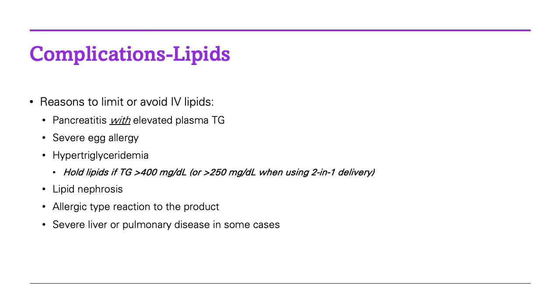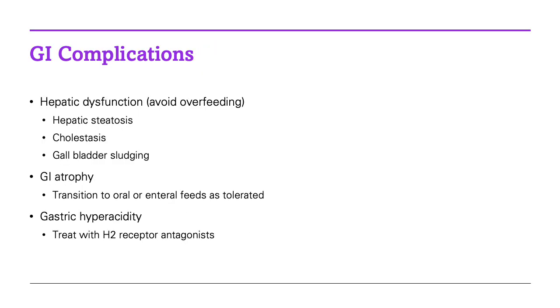Moving into GI complications, there are 3 basic types of hepatobiliary disorders that are associated with PN. That can be steatosis, cholestasis, and then gallbladder sludging or gallbladder stones. Hepatic steatosis generally occurs in adults, and it presents with mild elevations in your aminotransferases, your serum alkaline phosphatase, and the bilirubin concentrations. This particular type of hepatobiliary disorder is most often a complication of overfeeding. So we've talked about before how important it is not to overfeed your patients.